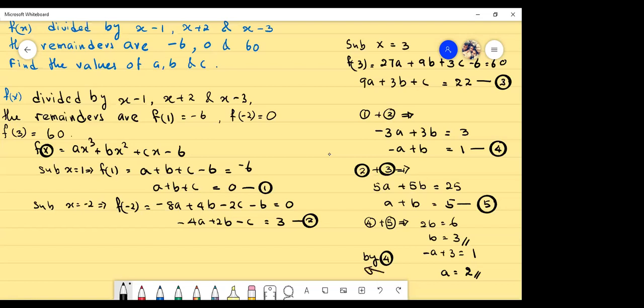Then I write there, by equation 1, c equal minus a minus b, then minus 2 minus 3 is minus 5. These are the values of a, b, c.